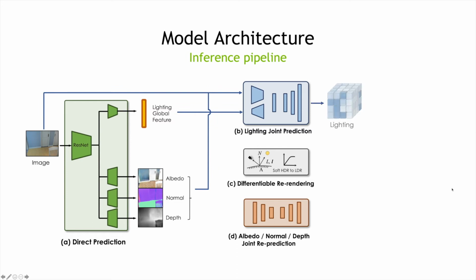After that, we feed the input image, initial intrinsics prediction, and global lighting feature into the joint prediction module and jointly predict the lighting volume.